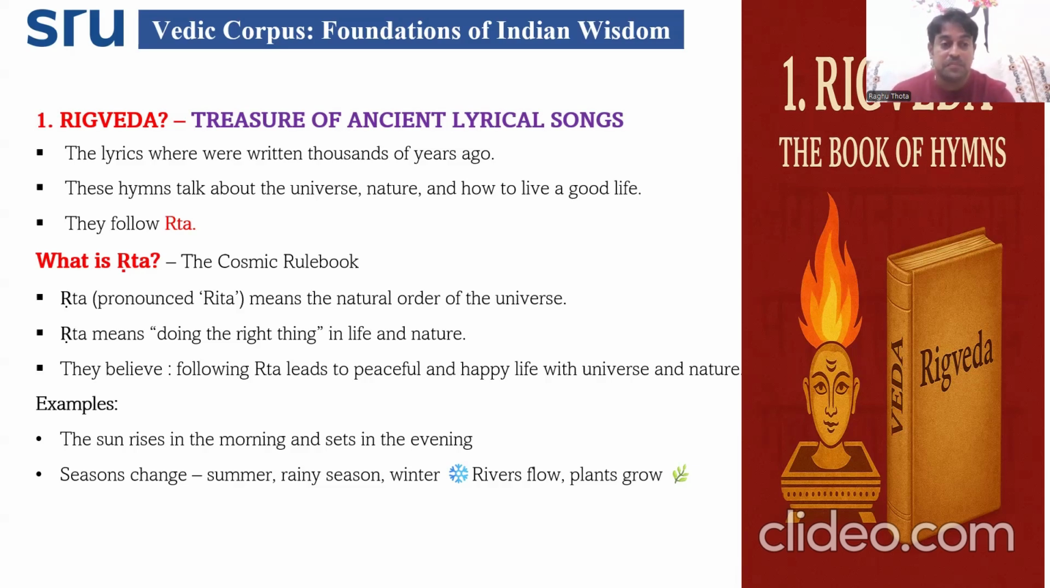with the nature. It talks about how sun rises, how sun sets actually. It talks about the seasons, change of seasons and what they are supposed to do in the change of seasons. It talks about rivers, why they flow, and plants, what is their purpose to grow. All these things have been explained in detail in a book called Rigveda. So, in short, we call it as the treasure of ancient lyrical songs.